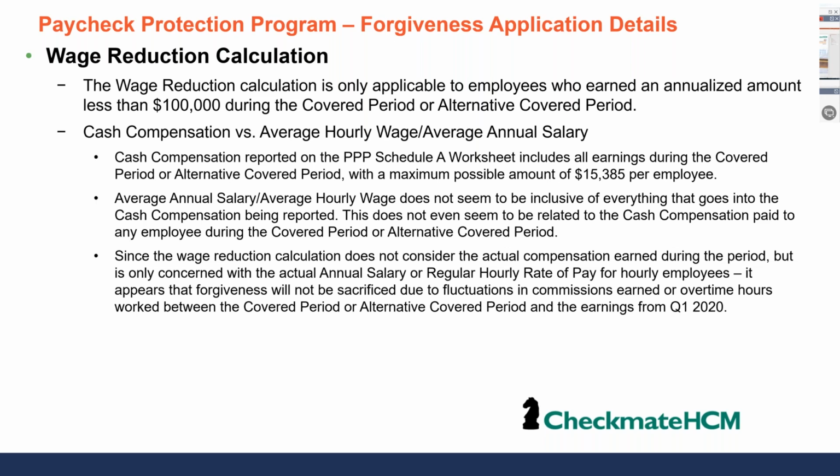But the nice thing here, I guess the last bullet, is that since the wage reduction calculation does not consider the actual compensation earned during the period, but is only concerned with the actual annual salary or regular hourly rate of pay for hourly employees, it appears that forgiveness will not be sacrificed due to fluctuations in commissions earned or overtime hours worked between the covered period or the alternative covered period and the earnings from Q1 2020.